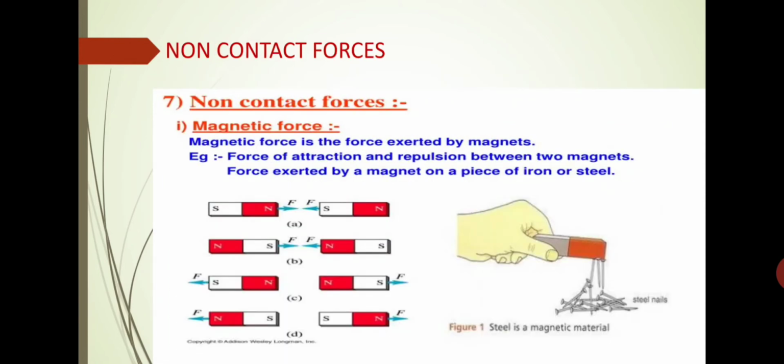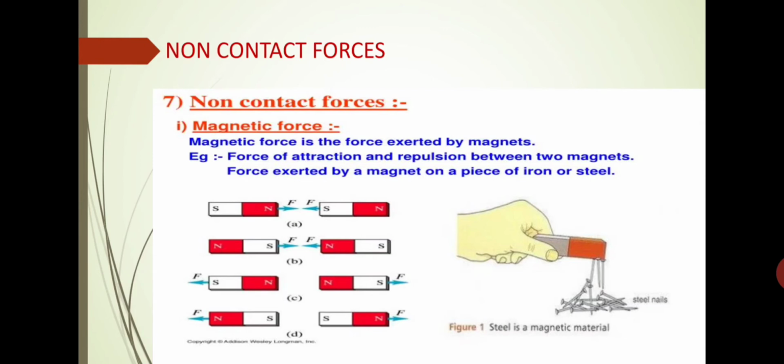Now non-contact forces. Magnetic force is the force exerted by magnets. The example is the force of attraction and repulsion between two magnets, and the force exerted by a magnet on a piece of iron or steel. Let's see what is there. A bar magnet has two poles, one north and the second south. In case A, the north pole of one bar magnet is brought close to the south pole of another. Two opposite poles come close to each other, so they attract each other.